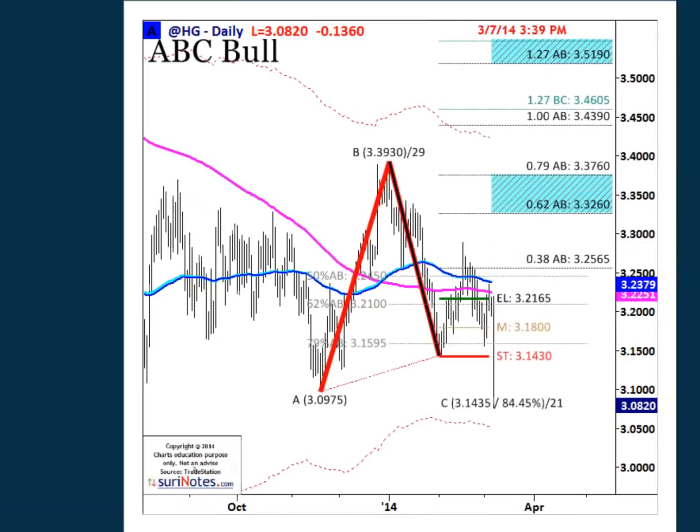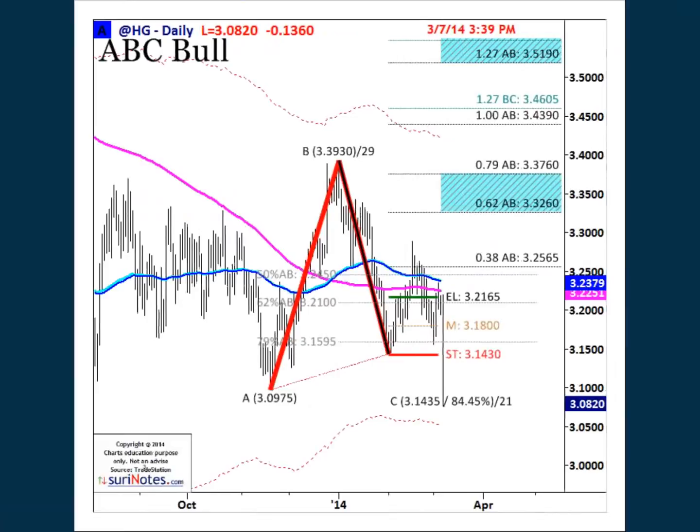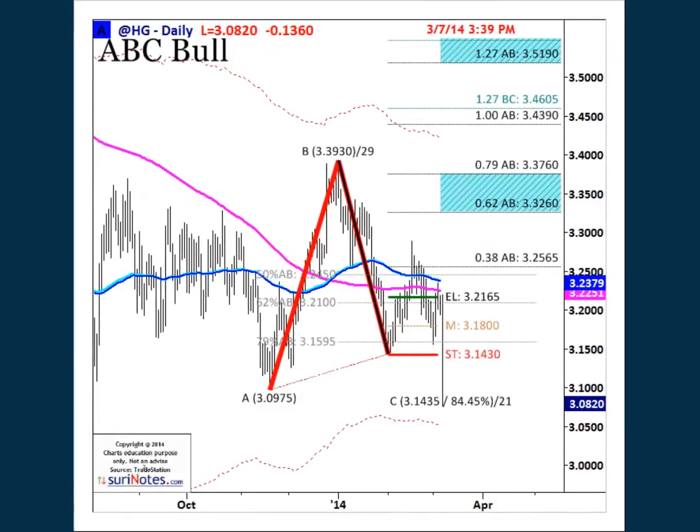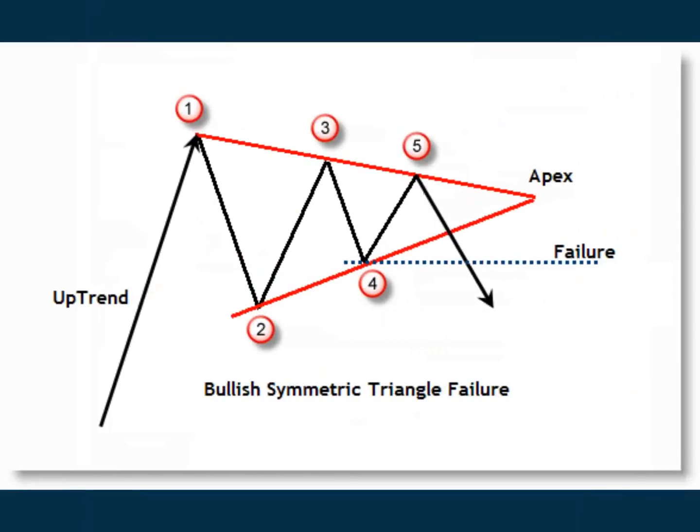Here is another one. Of course, I wasn't in a trade on this one, but I was looking at this ABC pattern and was pretty confident that it was actually going to move up. This is a copper trade, but it ended up failing. Some of the systematic failures happen in triangles.